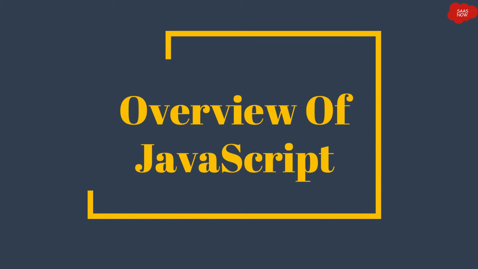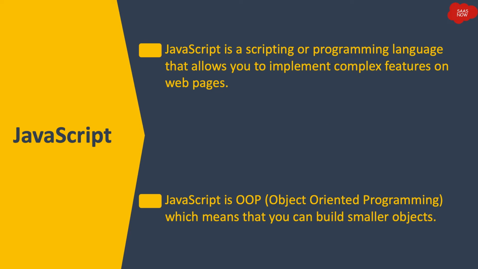Overview of JavaScript. JavaScript is a scripting or programming language that allows you to implement complex features on web pages. JavaScript is object-oriented programming, which means that you can build smaller objects and you can keep them and put them in a container.